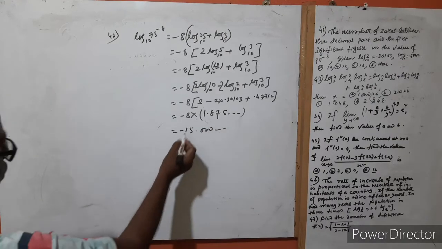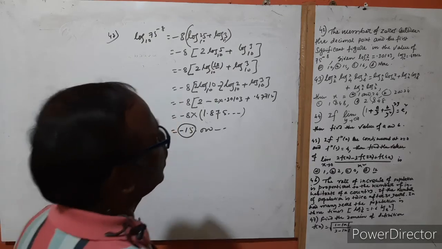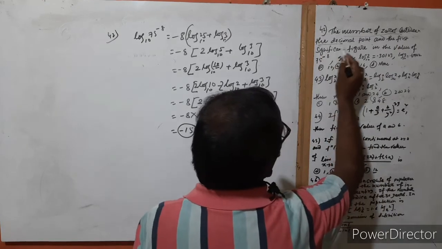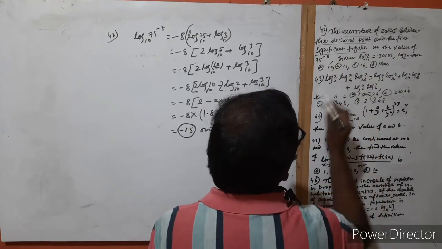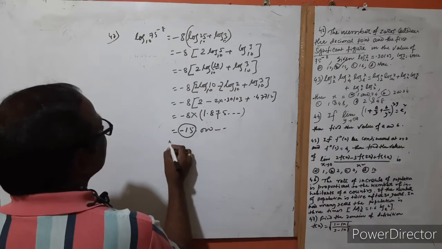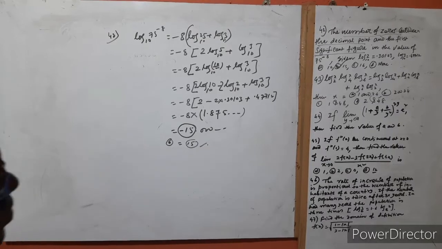So this number shows that the number of zeros between the decimal point and the significant figure is 15. So B is 15, B equal to 15.